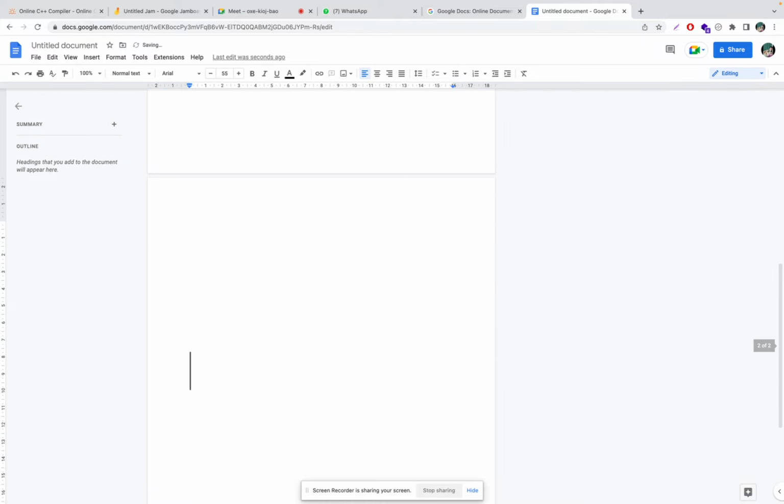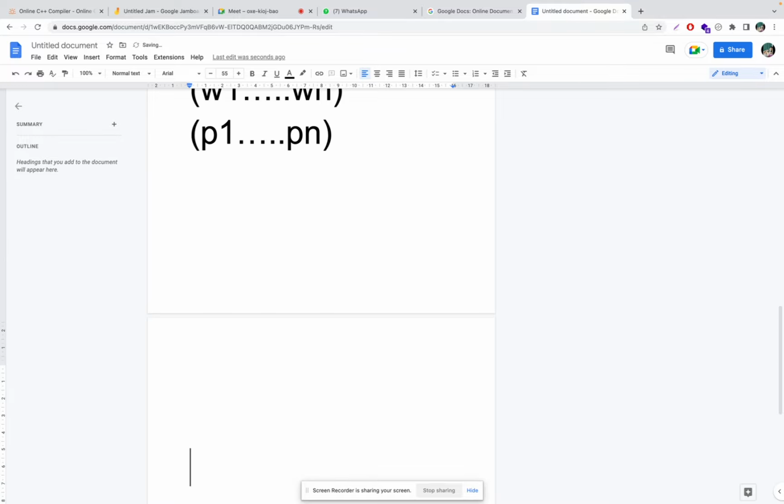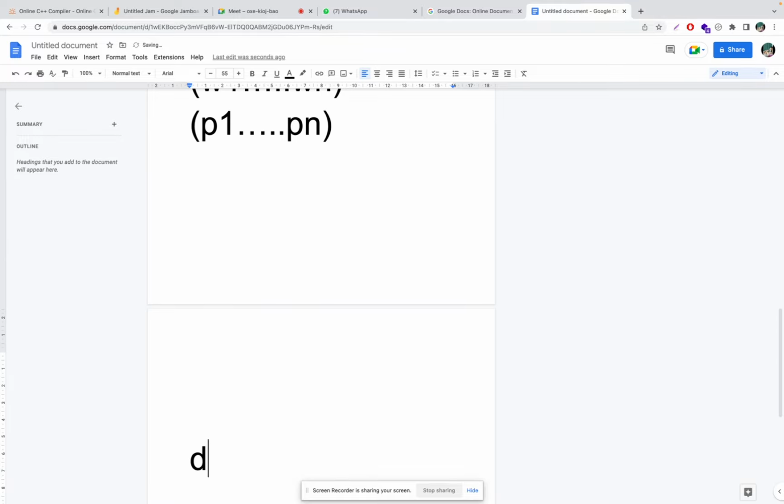So you have C1, C2, C3, and you have n items, W1 till WN. And what are the profits? Can anyone tell me? P1 to PN. What will be the state? Can anyone tell me the name of the state? DP of how? DP of i, j, k, l. Very good.